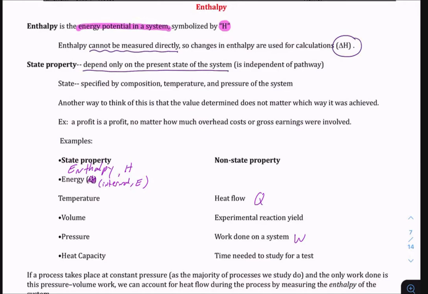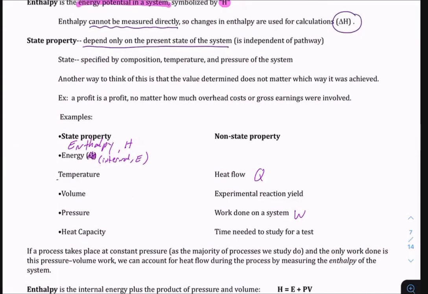Okay. Other state properties. Temperature. What's the temperature in this room? Right now, it's probably about 18, 19 degrees, 18 and a half degrees. Okay, well, what if, to get this room to 18 and a half degrees, we got it up to 60 degrees Celsius first and then cooled it down? Or what if we got it to negative 5 degrees Celsius and then warmed it up? The point of the matter is that right now it is 18 and a half degrees in here. Okay? All right.